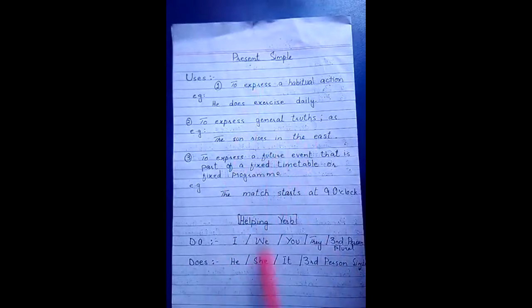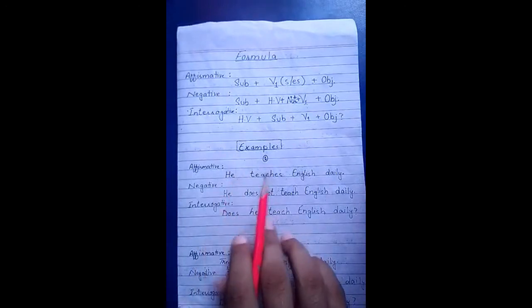So these are the two helping verbs of present simple, do and does. Okay, for first person I, we, and for second person you, and for third person plural they, and third person plural noun we use do. And for third person singular, like he for male, she for female, and it for noun or non-living thing or animals, we use does helping verb. Okay, helping verb is the main part of any sentence, any tense.